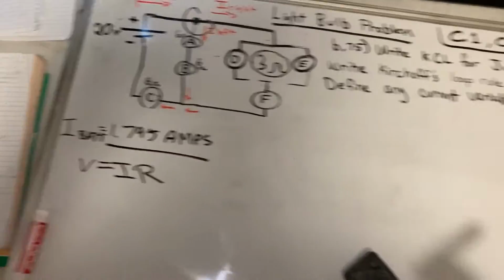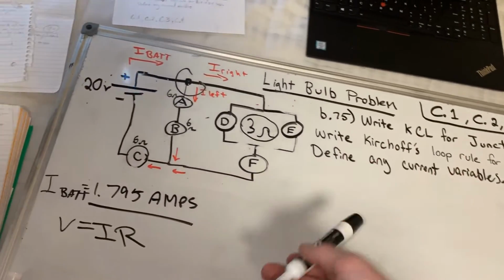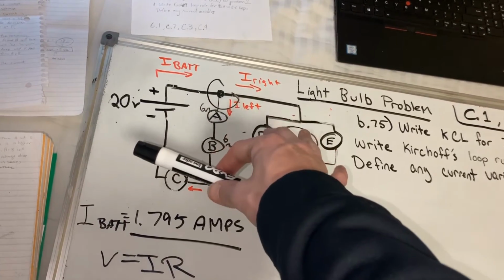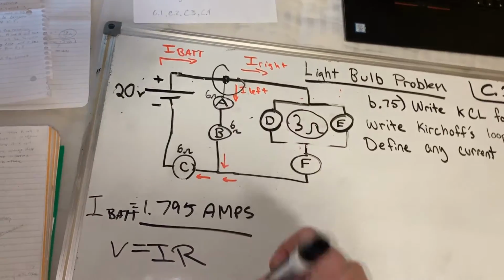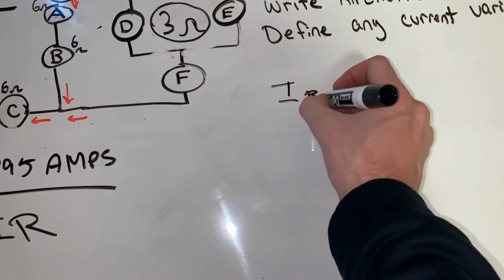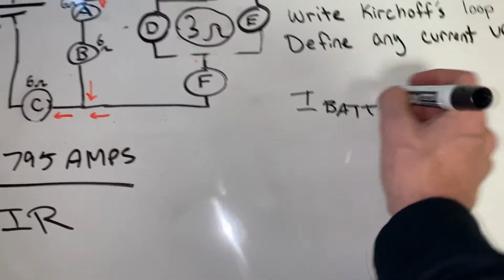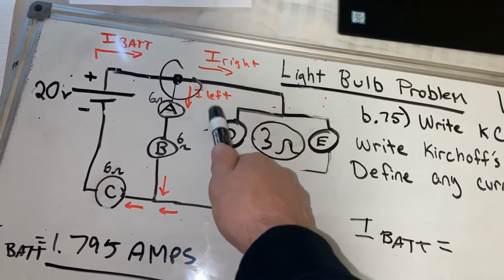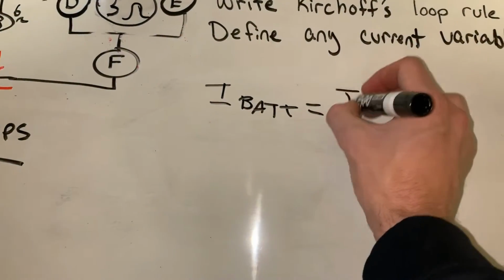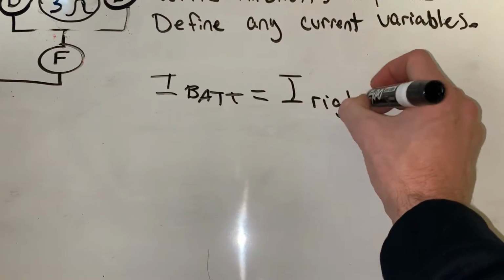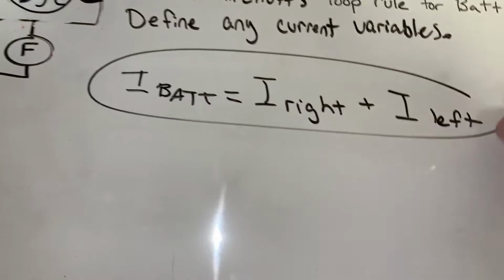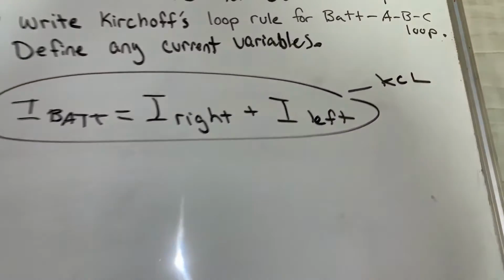So, starting with Kirchhoff's current law, that basically states all current entering the junction has to equal the same amount of current exiting the junction. So the current coming in, that's current from the battery, so I battery. And coming out, we have the right and the left. If we add the right and left together, we will get this. So this is just going to be current right plus current left. So this is what our KCL is.